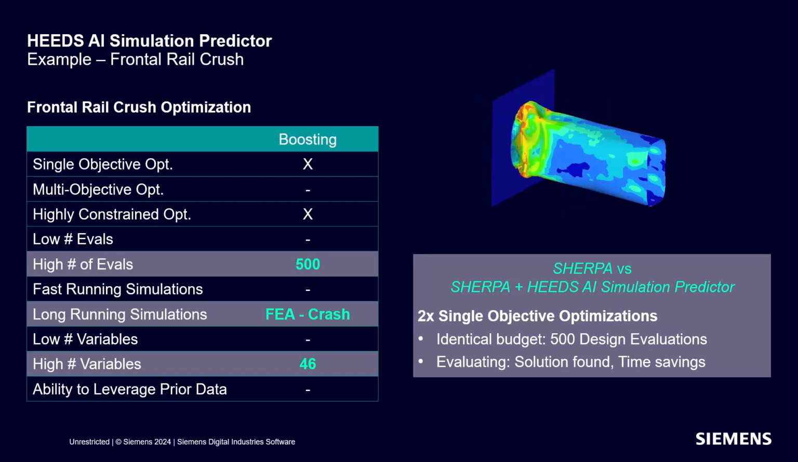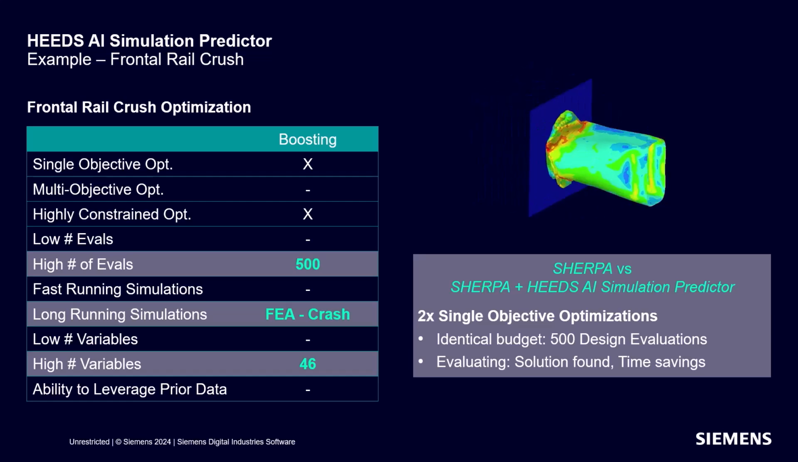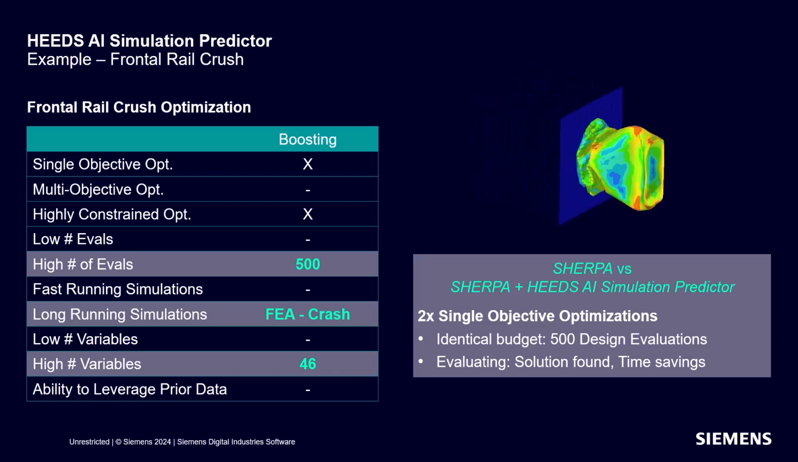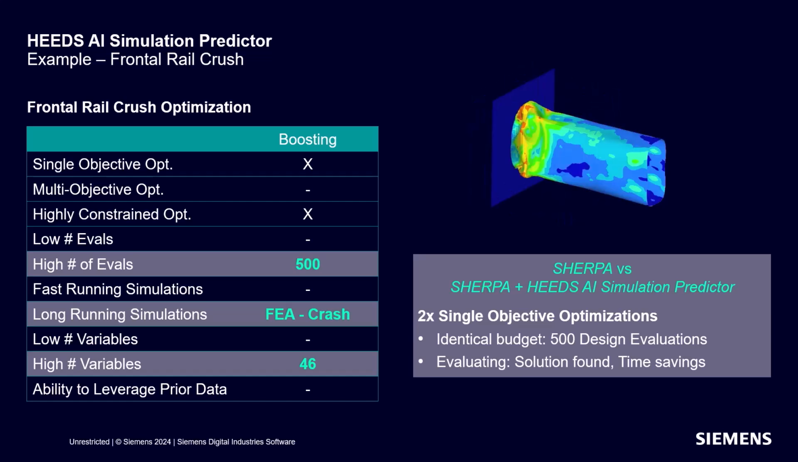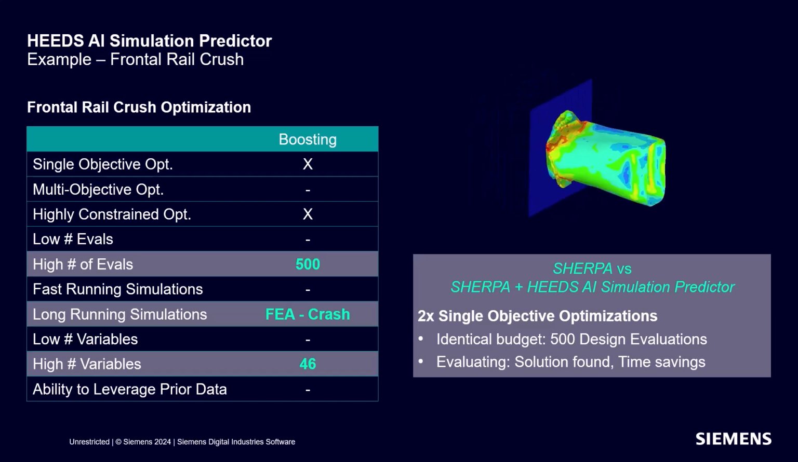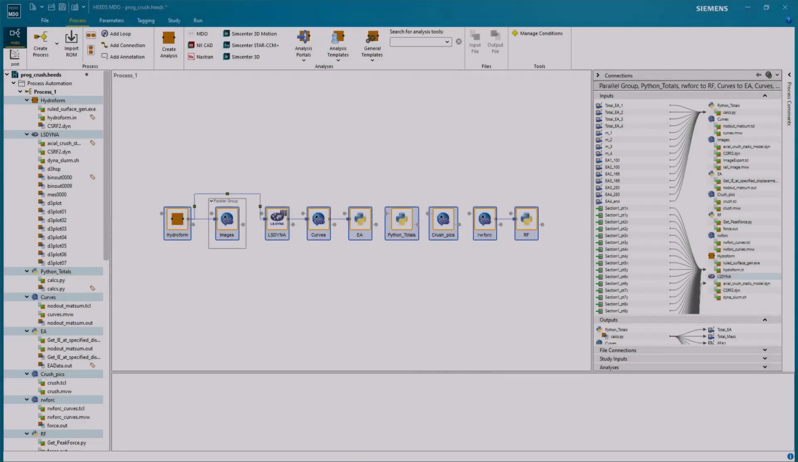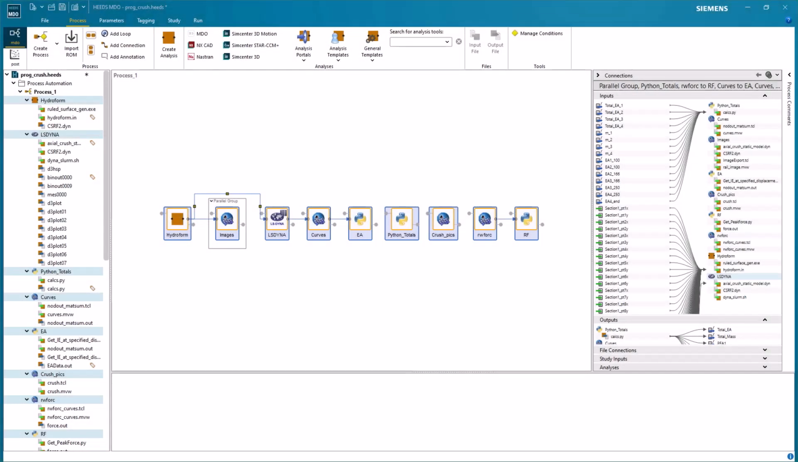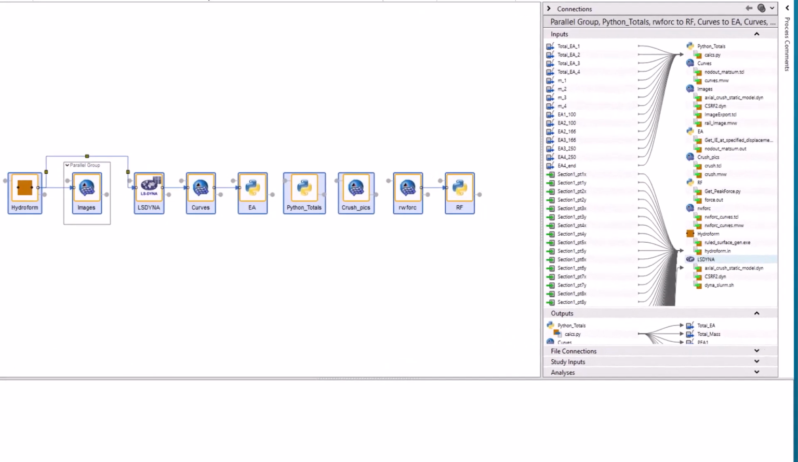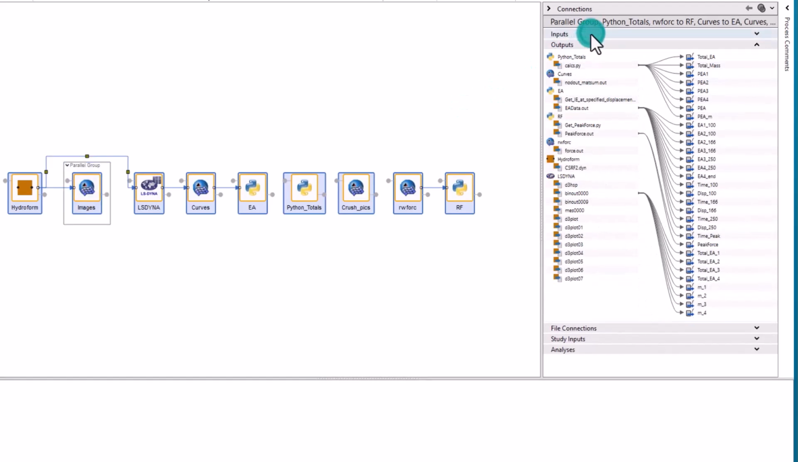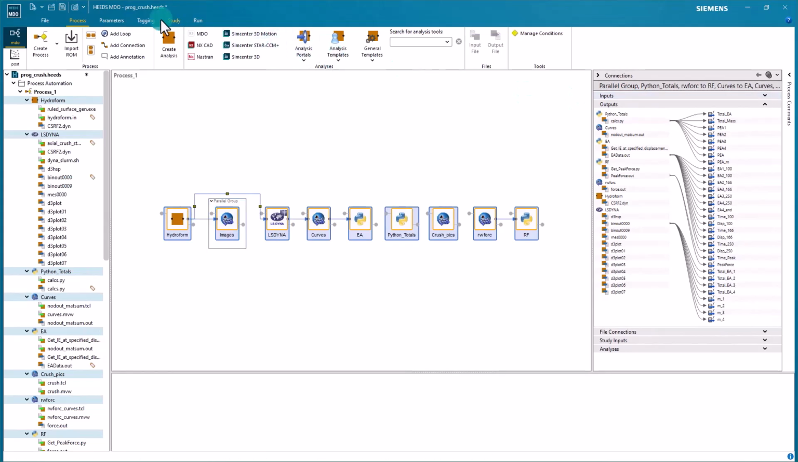As such, to understand the benefits of AI on this problem, again we have run two separate optimizations, one utilizing only Sherpa and the other leveraging Sherpa plus HEEDS AI Simulation Predictor. Let's take a look at how to enable HEEDS AI Simulation Predictor within HEEDS. We already have an automated process and fully defined project, as would have been set up for our Sherpa optimization without HEEDS AI Simulation Predictor.